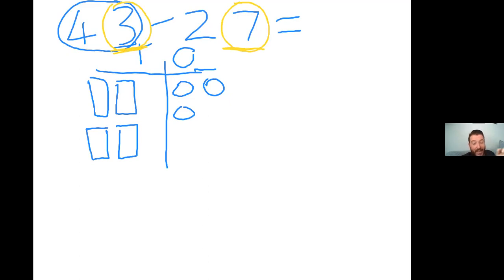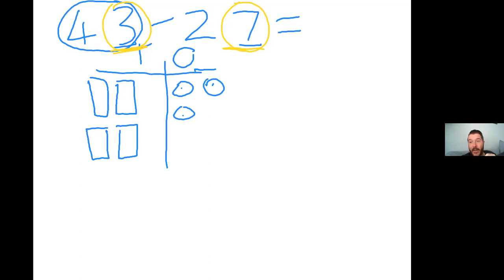So I can't take away 7 from 3, can I? I've only got 3 ones here. 1, 2, 3. Can't take away 7 from that, can I? So what do I need to do instead? That's right. I need to exchange 1 stick of 10 for 10 ones. So I'm going to exchange one of those chunky chips for 10 of the little peas, because that's the same, isn't it? Okay, 1 10 is the same as 10 ones.